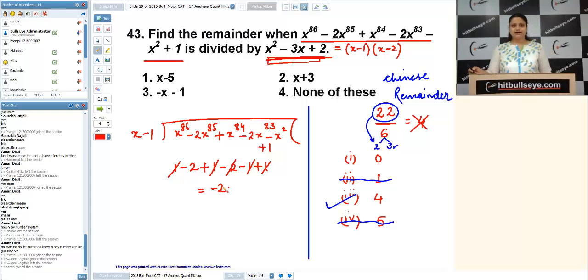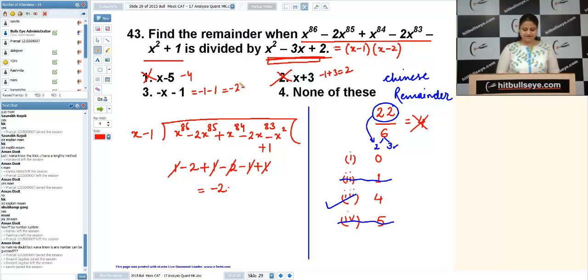It means I'll mark that option which is giving a remainder of minus 2 when x is replaced by 1, or we can say when the option is divided by x minus 1. So if I replace x by 1 in the first option, I'll get minus 4. This is not the answer. If I take second option, it will be minus 1 plus 3, which is equal to 2, which is not equal to minus 2. So this is not the answer. Now coming to this, I'm getting minus 2 here. So it can be the answer, but I'm not sure because I have fourth option, none of these.